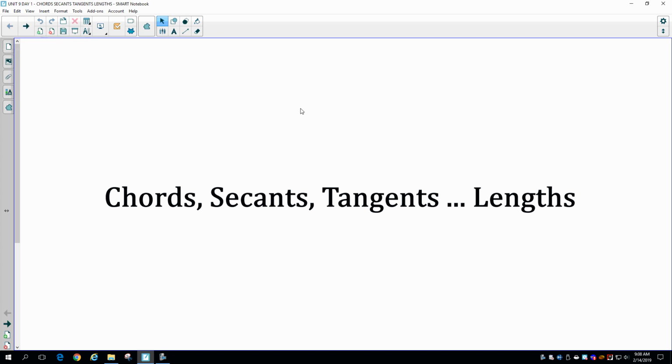Hey, all, today we're going to change gears a bit and shift away from triangles and go back to talking about circles. We've talked about chords, secants, and tangents in the past, but before we talked about the angles that those segments make, and today we're going to talk about the length of those segments.